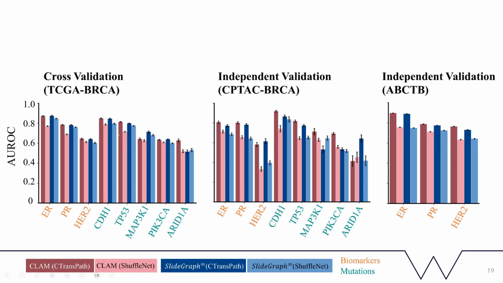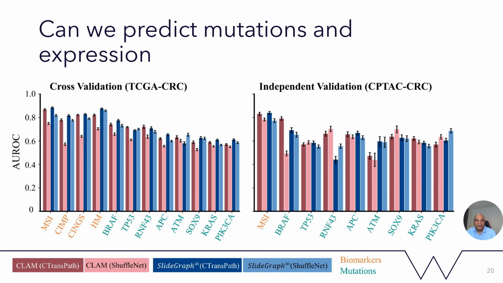Similarly, for CDH1 mutations or for TP53 mutations, the method does pretty well, and we are also able to get pretty good results on independent validation sets such as the CPTAC set or the ABCTB Australian breast cancer dataset for ER, PR, and HER2 prediction. So this is really looking up. It seems like we don't need to do ER, PR, HER2 testing if we allow a certain amount of error, of course, right?